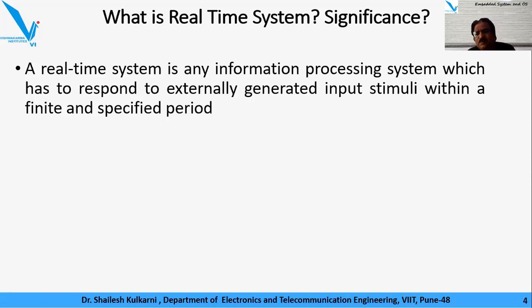Now, why does this response have to happen in a finite and specified period? Because the output of the system might not be as expected if the system fails to respond to an external stimulus, or to a larger extent, even to internally generated events. We can generalize it rather than referring only to externally generated input. I can say that even for internally generated events, the response time, the reactivity of the system, has to be within a finite and specified period.